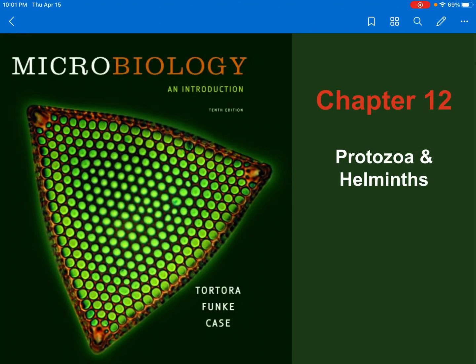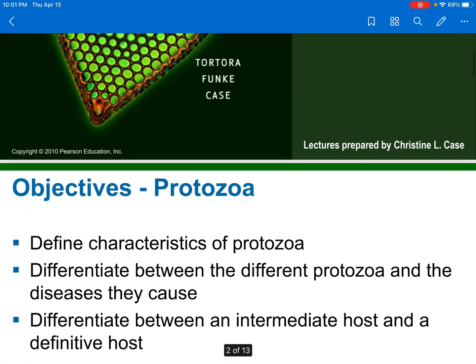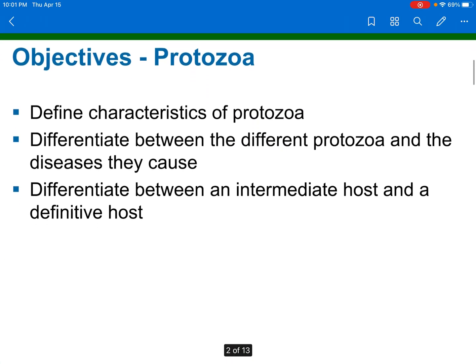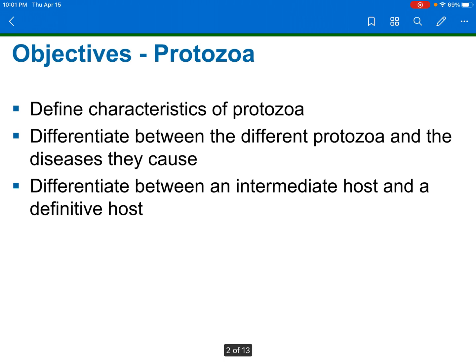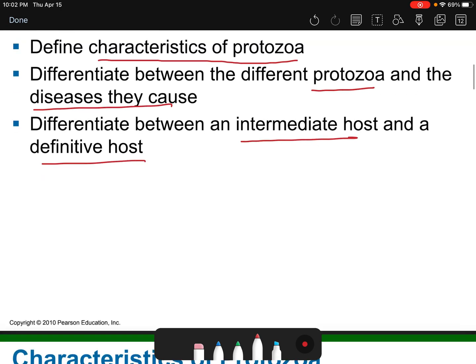We're going to hit part of chapter 12, and we're going to focus mainly on the protozoa and the helminths. Those are like the parasitic worms, and look at more of the parasitic protozoa as well. And so our objectives here are to look at overall characteristics of protozoa and look at some of the protozoa and the diseases they cause, and then look at what we mean by an intermediate host and a definitive host.